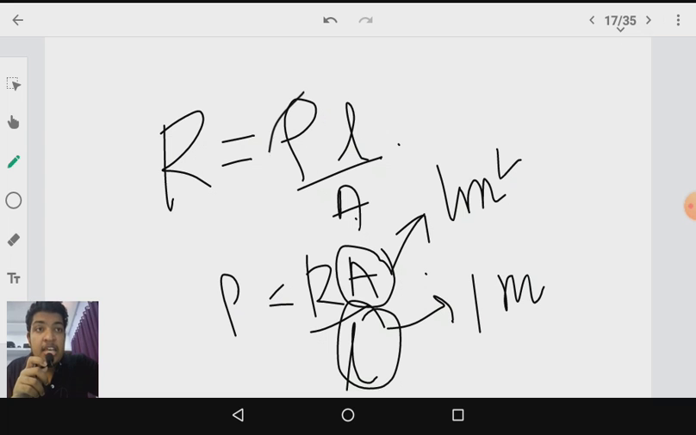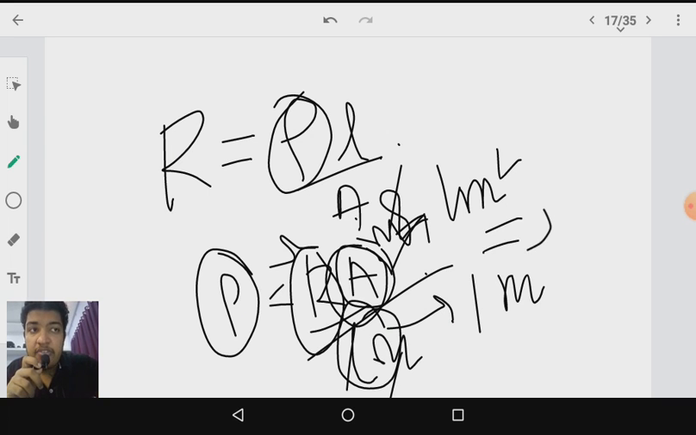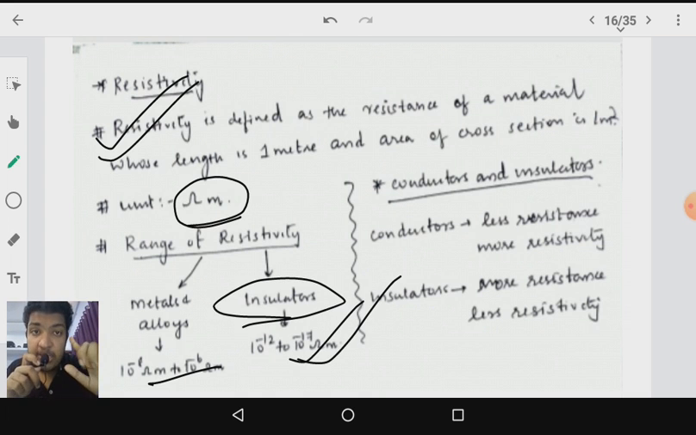Let us see. Unit of resistivity is equal to unit of resistance, that is ohm, into meter square divided by meter. So meter square and meter will reduce, and we will get ohm meter. So the unit is ohm meter, and the range of resistivity for metals is between 10 raised to minus 8 ohm meter to 10 raised to minus 6 ohm meter, and for insulators, that are substances which do not conduct electricity, it is between 10 raised to minus 12 ohm meter to 10 raised to minus 17 ohm meter.